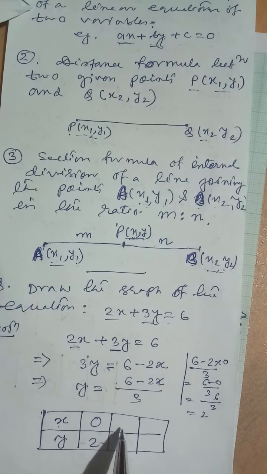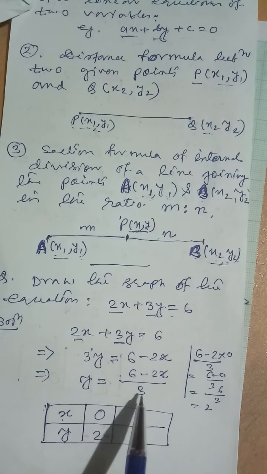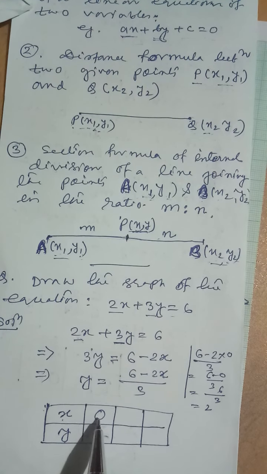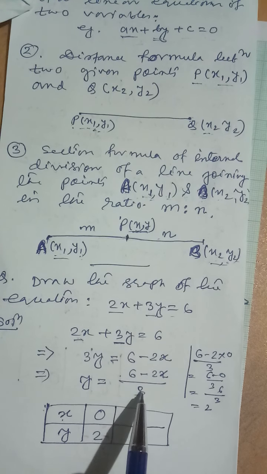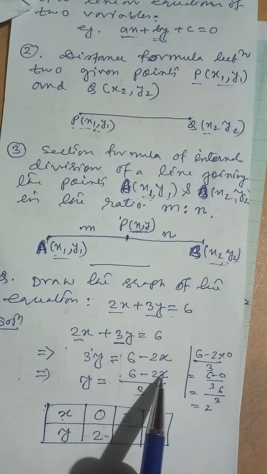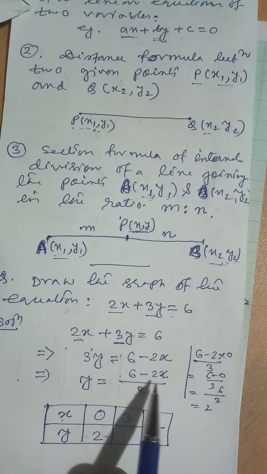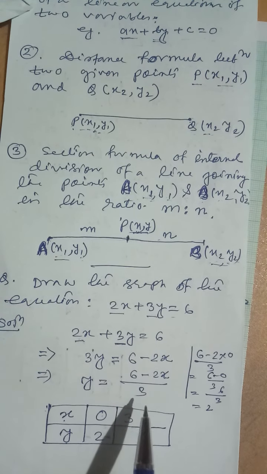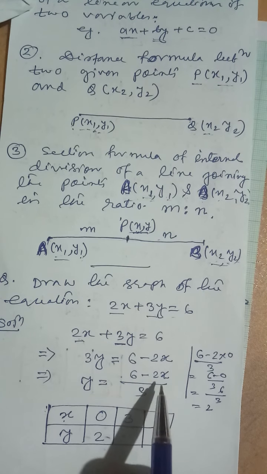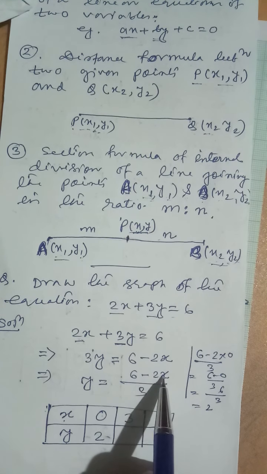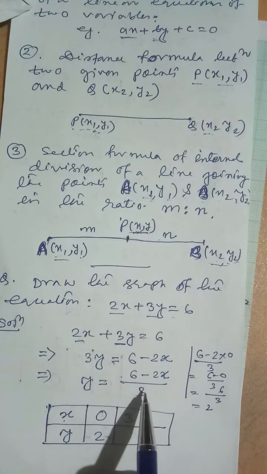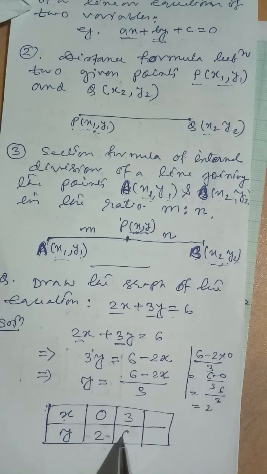Now to get the next point, there is a technique to find this number. To get this we have to add this denominator to the previous value of x. If we add 0 and 3, we get 3. So when we put 3 here, this numerator will be divisible by the denominator. Then if we put 3 here, it is 2 times 3 is 6, 6 minus 6 is 0, and when this 0 is divided by 3, we get 0.